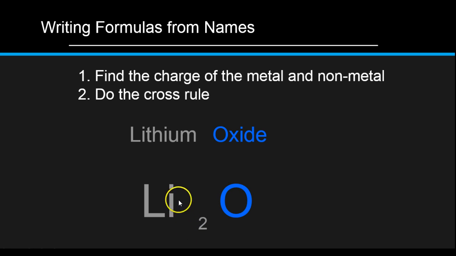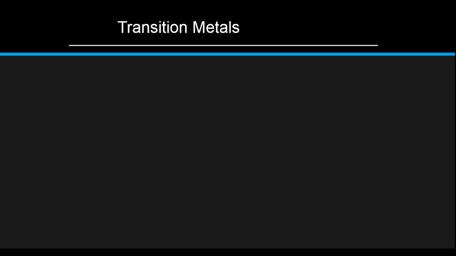Then we look at lithium. Lithium has a positive charge, so that 1 will crisscross down to the oxygen, so it will be Li2O. We do not need to put the 1 there. By having the O there, that's our placeholder for 1. So that's all pretty easy.